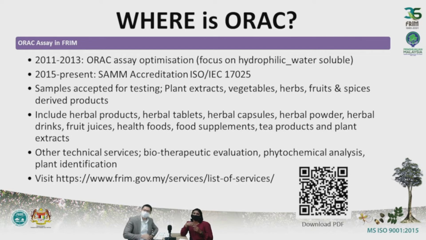So for the full list of services that are available in Frame, you can just go to the link provided there, or you can just scan the QR code to download the whole list of services that are available in Frame. So to be specific, under Natural Product Division, I think you can go to page 27 onwards, if I'm not mistaken.